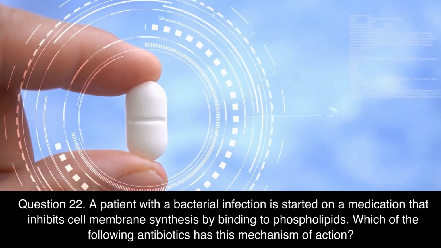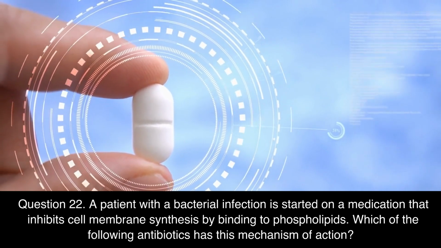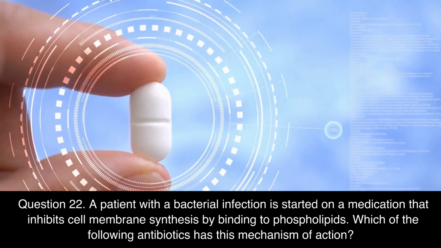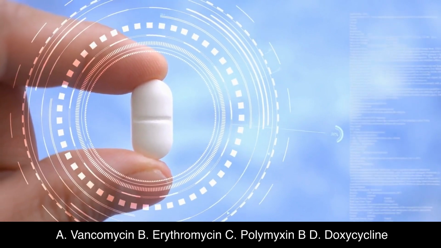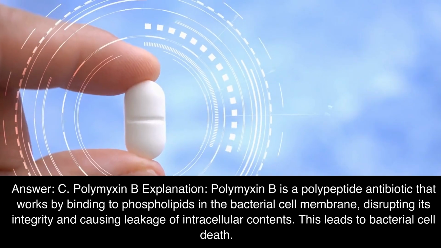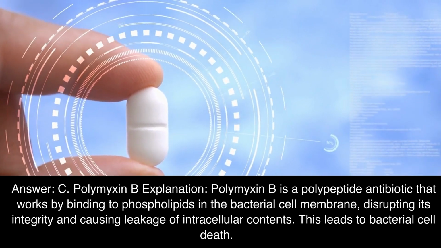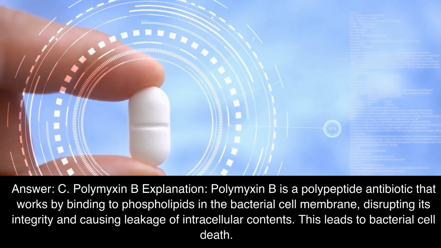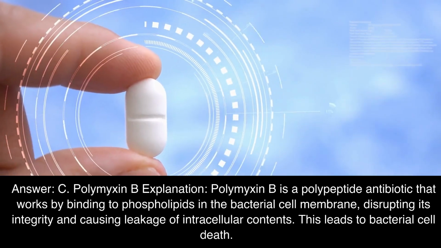Question 22. A patient with a bacterial infection is started on a medication that inhibits cell membrane synthesis by binding to phospholipids. Which of the following antibiotics has this mechanism of action? A. Vancomycin, B. Erythromycin, C. Polymyxin B, D. Doxycycline. Answer: C. Polymyxin B. Explanation: Polymyxin B is a polypeptide antibiotic that works by binding to phospholipids in the bacterial cell membrane, disrupting its integrity and causing leakage of intracellular contents. This leads to bacterial cell death.